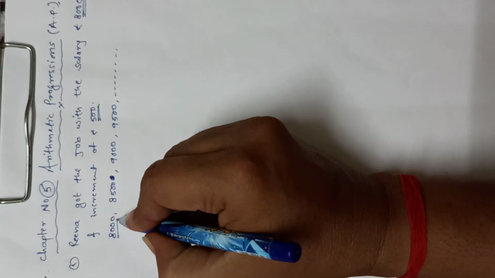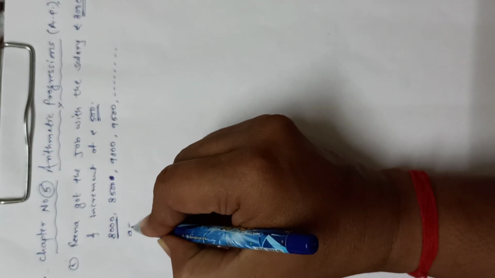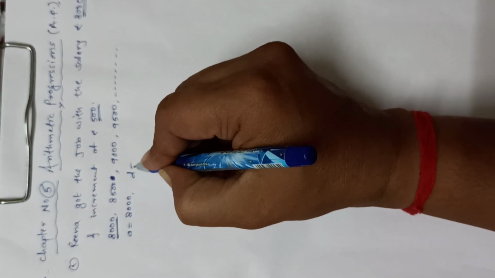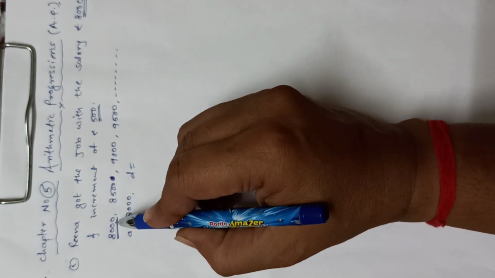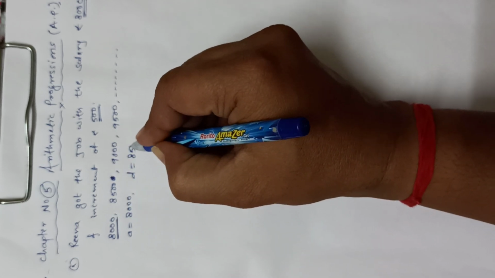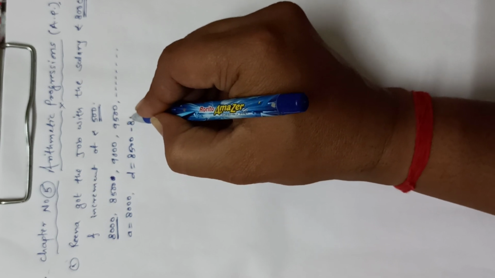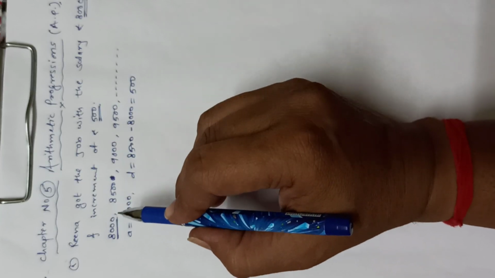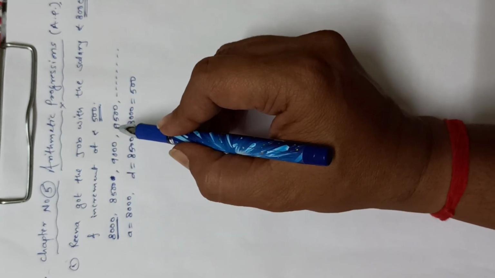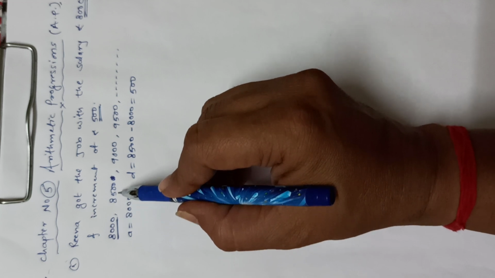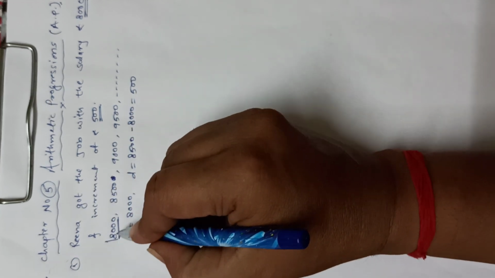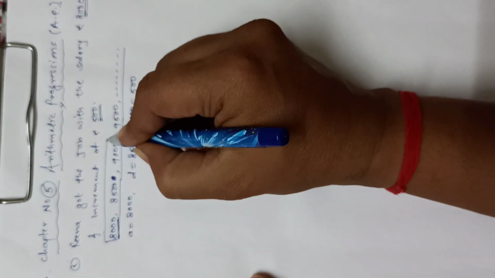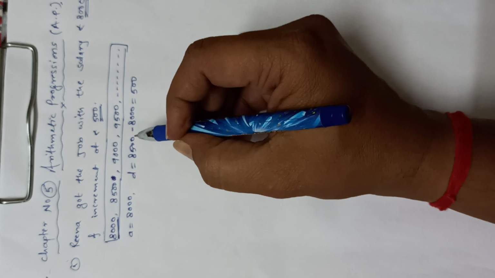Suppose this is my first initial term, say I can say A. A is the initial term, and the difference between these two, how can we calculate the difference? The next term minus the previous term. Next term is 8,500 minus 8,000, so it becomes 500. So we can say that this series of numbers has initial term 8,000 and its difference is 500. So this list of numbers is following an AP, arithmetic progression.